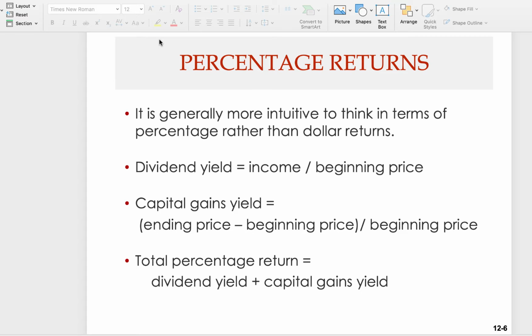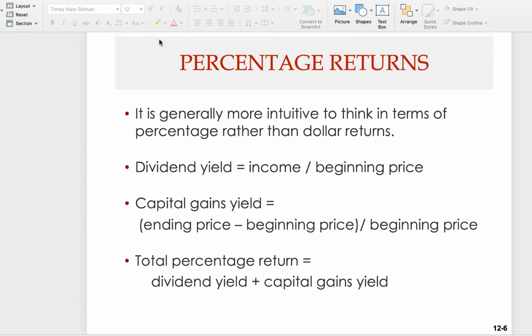So it would be very helpful if you knew how to calculate the dividend yield, the cap gains yield, and the total percentage return. Again, I'm not looking for you to be able to put numbers to it, just, hey, how do I calculate the dividend yield? Oh, I take the income divided by the beginning price. How do I calculate the capital gains yield? Well, that's easy. Ending price minus beginning price divided by the beginning price, okay? The total percentage return, we're just taking our dividend yield and adding our capital gains yield or capital loss yield.